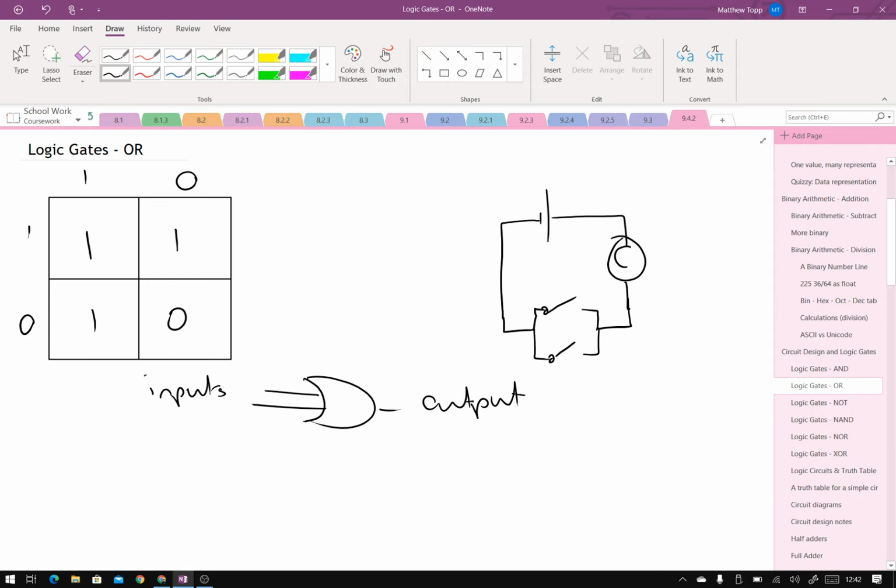All right, so there's my OR gate. Now, there are 4 other gates we've got to worry about. And unfortunately, I can't draw this diagram for any of them because I don't know what it's going to look like.